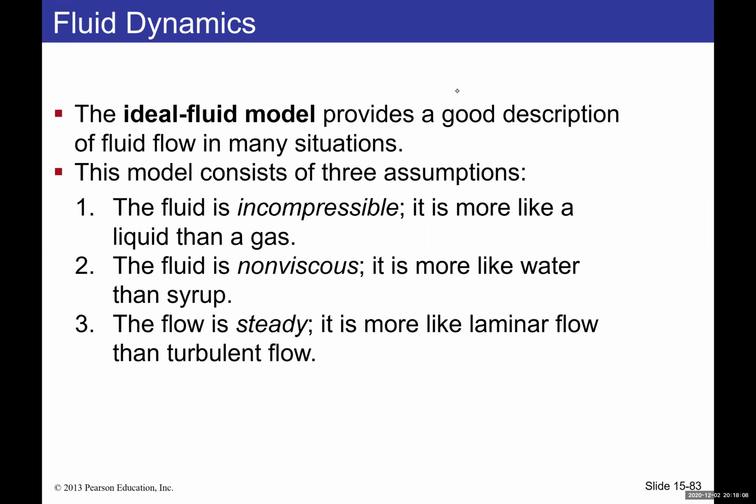And the flow is steady. It is more like laminar flow than turbulent flow. We're going to look at an example of laminar and turbulent flow. This is also because turbulent flow is pretty much unpredictable. You cannot really predict where the turbulent flow is going to move. So here's an example for that.